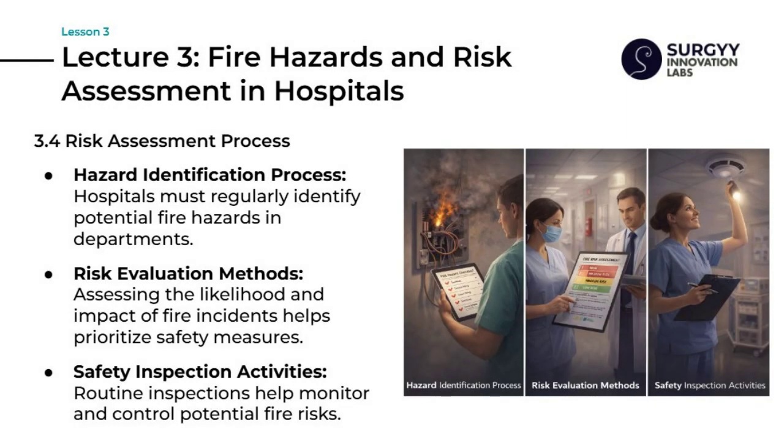The risk assessment process is a structured approach, starting with the hazard identification process, requiring hospitals to regularly identify potential fire hazards across all departments. Following this, risk evaluation methods are used to assess the likelihood and impact of fire incidents, which helps the administration prioritize safety measures effectively. Lastly, safety inspection activities involve routine inspections that help monitor and control potential fire risks on a day-to-day basis. By combining these three steps, a facility can move from a reactive posture to a proactive safety culture that anticipates and neutralizes threats before they lead to a fire.